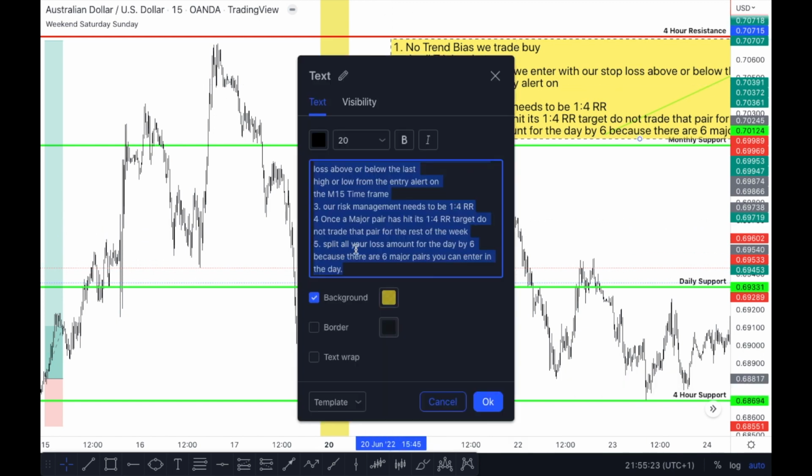And number 5, split all your loss amount for the day by 6. That means we're dividing a certain amount that we can lose for the day by 6. This was all worked out on 30 USD. So $30 split between 6 means I can lose $5, but if it's 1 to 4, I can make $20. It's going to be like a type of yo-yo effect in terms of how much money I can make, depending on how many trades lose and how many trades win and hit 1 to 4 risk to reward. And once you do get a trade that hits 1 to 4, of course you're only going to divide this by 5, and if 2 pairs hit 1 to 4 at some point in the week, then it's divided by 4 and so on.